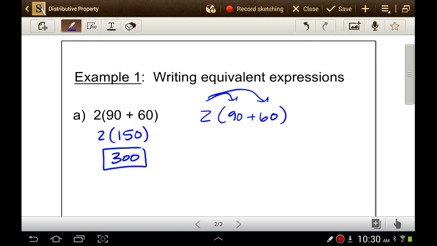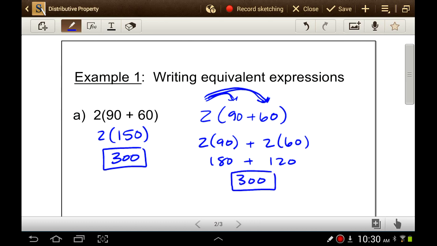and sometimes you don't want to go all the way down to 300. Maybe you want to rewrite it in a different form. So this would be in a way. So this I would do 2 times the 90 plus, and then I would do 2 times the 60. So I have to multiply 2, the number that's being multiplied, to each part on the inside. Now that's an equivalent expression. Now if I were to answer this one, 2 times 90 is 180. Plus 2 times 60 is 120. That's an equivalent expression, and that equals 300.